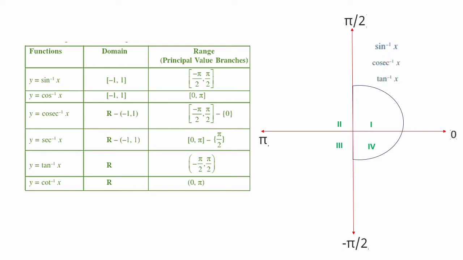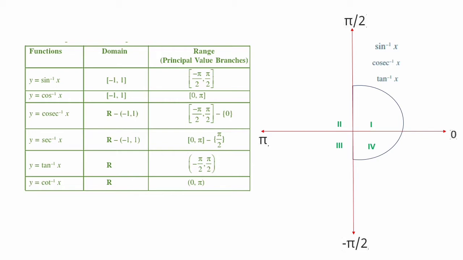Using minus pi by 2 and plus pi by 2, these three inverse trigonometric functions we can write. For example, for sin inverse x, it is closed interval minus pi by 2 to pi by 2, and for cosec inverse x, excluding 0 we have to write, and for tan inverse x, open interval minus pi by 2 to pi by 2.